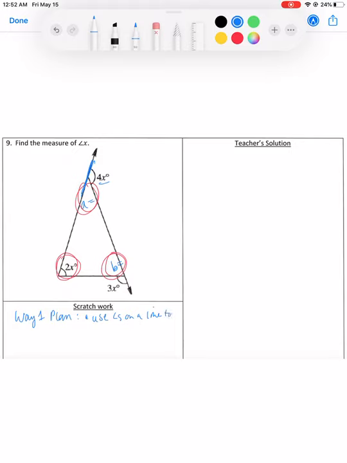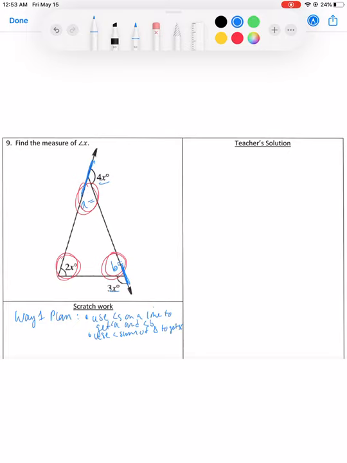To get angle A. Same thing with this one right here. Down with angle B, we have this angle line, this line here, and we have 3x next to it. Okay, so that's my way 1 plan. Once I do that, I use angle sum of triangle to get x. Okay, so let's go ahead and do that right now.